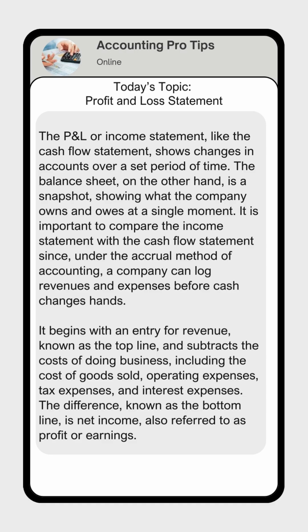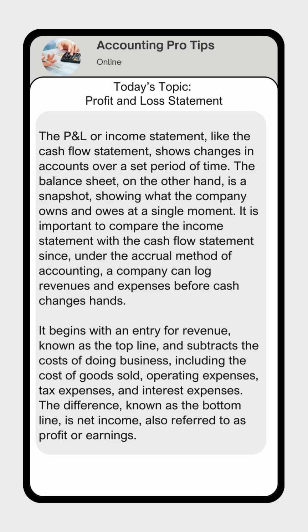period of time. The balance sheet, on the other hand, is a snapshot, showing what the company owns and owes at a single moment. It is important to compare the income statement with the cash flow statement since, under the accrual method of accounting, a company can log revenues and expenses before cash changes hands.